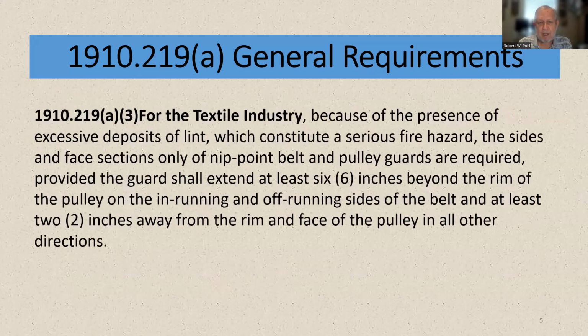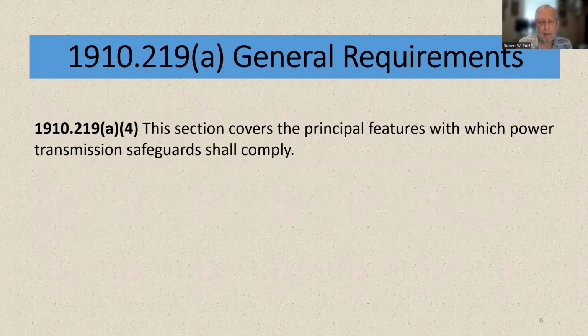For the textile industry, because of the presence of excessive deposits of lint, which constitutes a serious fire hazard, only the sides and face sections of the midpoint belt and pulley guard are required, provided the guard extends at least 6 inches beyond the rim of the pulley on the in-running and off-running sides of the belt, and at least 2 inches away from the rim and face of the pulley in all other directions. So don't worry about getting caught in there.